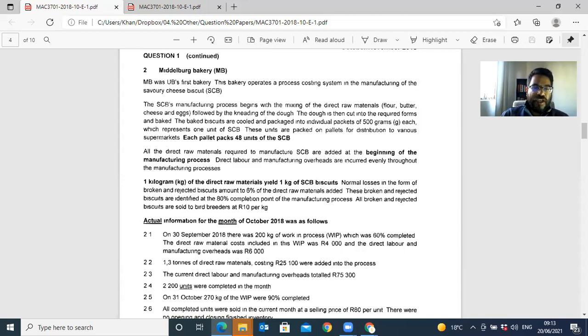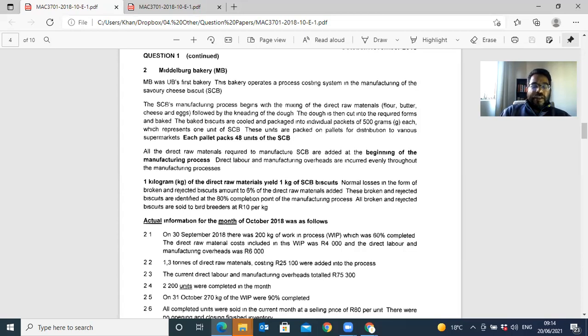So what's important to take note, they're using a process costing system, right? Right on top, they told us they use absorption costing system. So an absorption costing system tells you which costing method they're using, how do they treat manufacturing overheads. The process costing system is just basically how do they cost a product, okay?